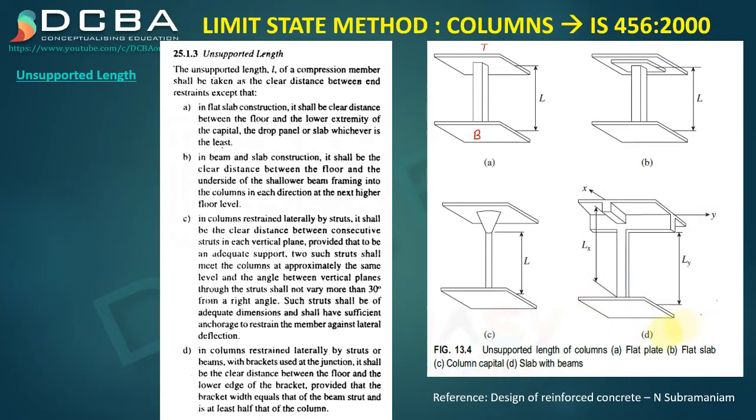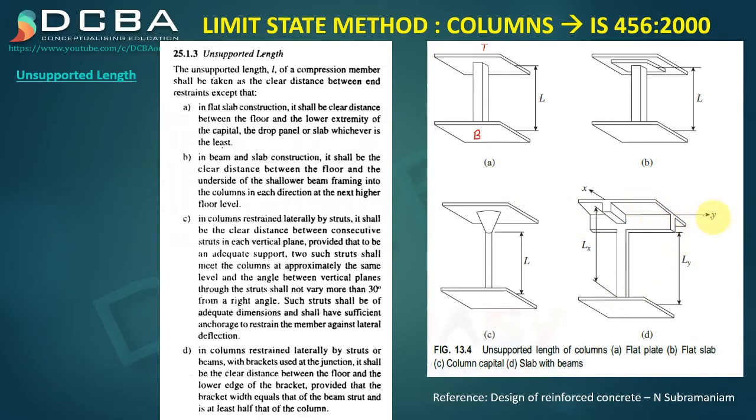Then the last one, this is our normal construction using beams and columns. So you can see there are beams here. Now here it is very important that for the same column, a column can have two unsupported lengths, one in either direction, in the x and in the y, and also in other directions if the condition is such. So how does it have different unsupported lengths?